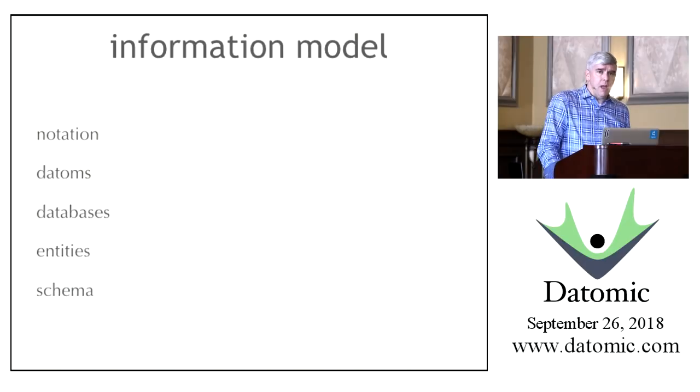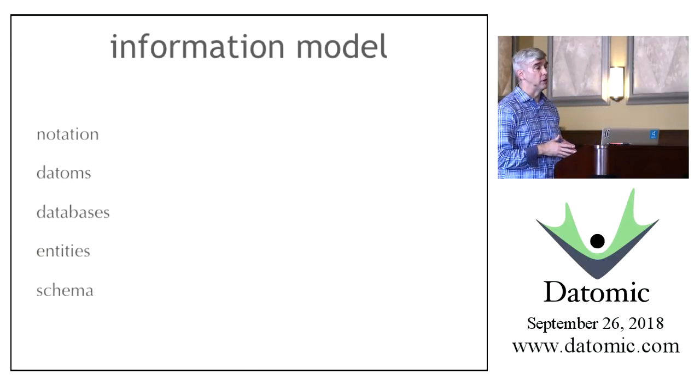So I want to talk now about the information model in Datomic, and this is going to divide roughly into 5 things. One, just talking about notation. So this will be of particular interest for people who are not familiar with Clojure as much. For Clojure folks, it'll be a review.